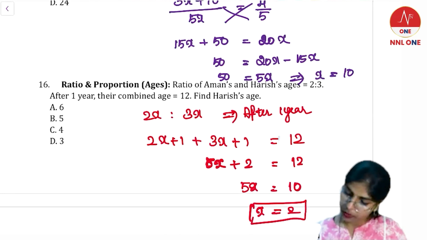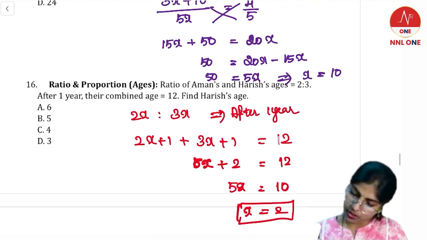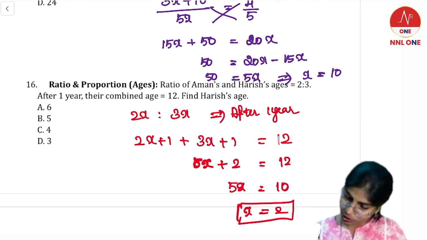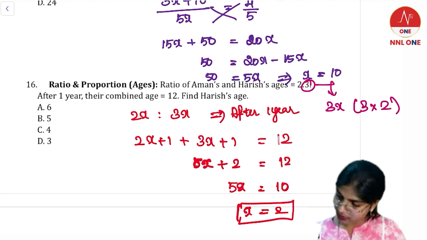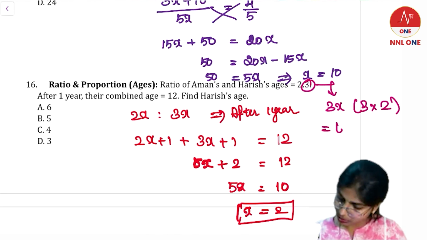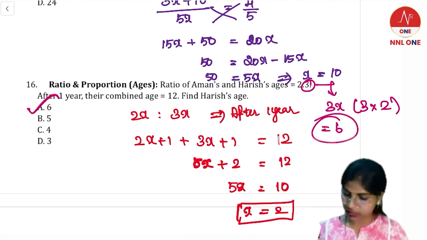Arish's age: what is the ratio of Arish? It is 3x. So 3 into 2 is 6. So the resultant answer is 6.